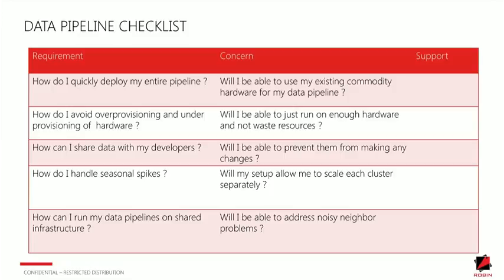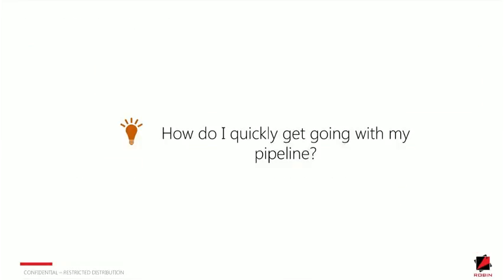So, this is the checklist. Now, what I'll do is talk about each of these problems separately, and how Robin helps you address these problems, and how you can get going and address those problems when you're setting up your pipeline on Robin's application virtualization platform.